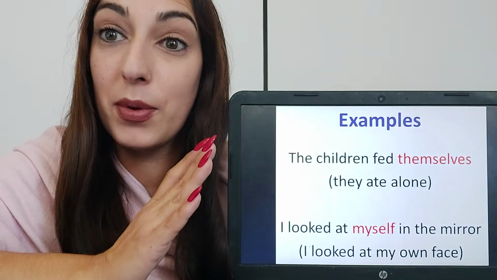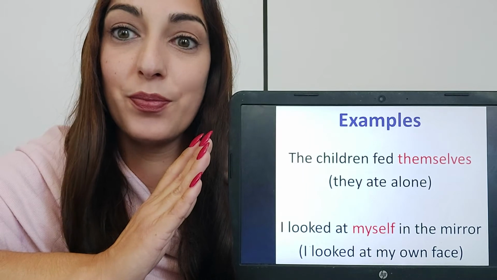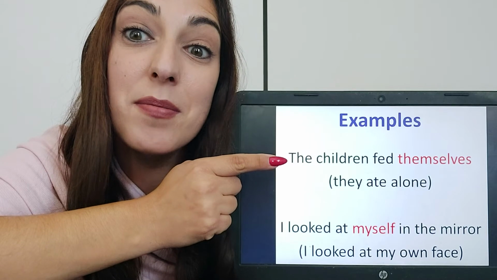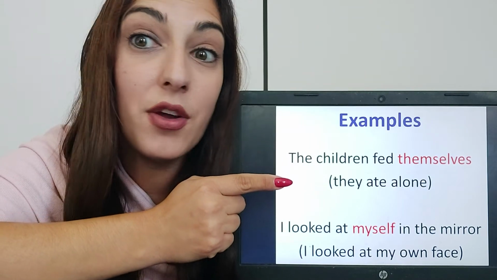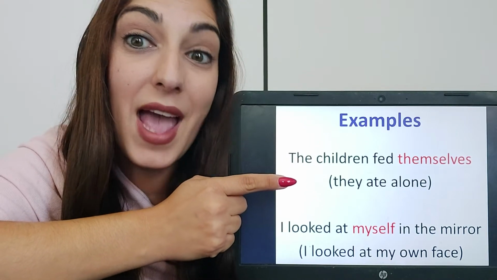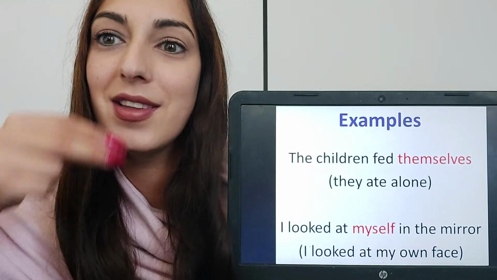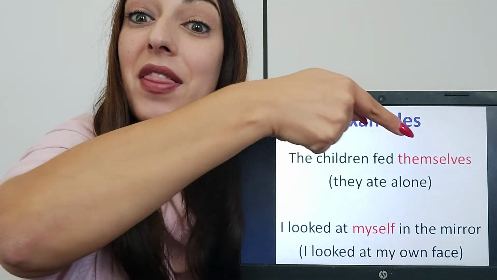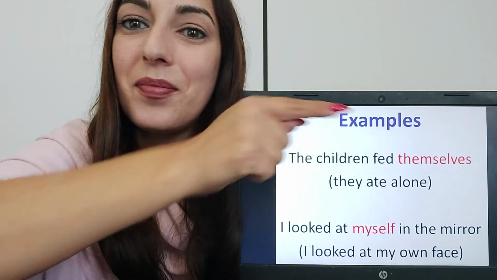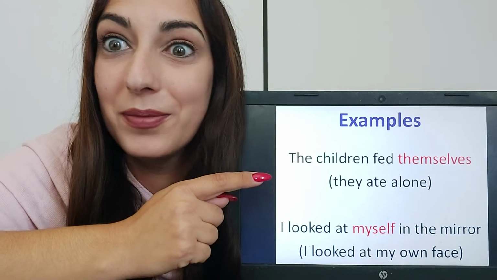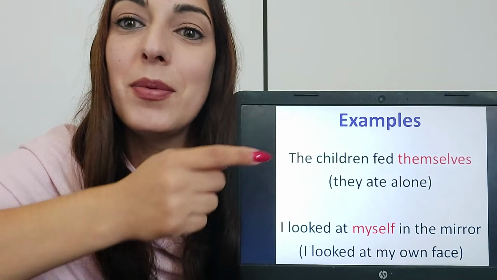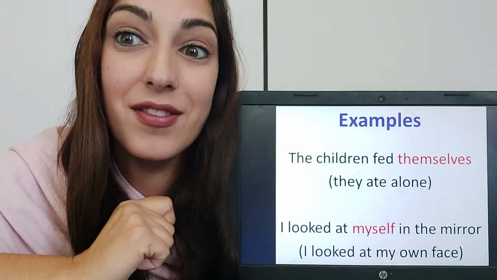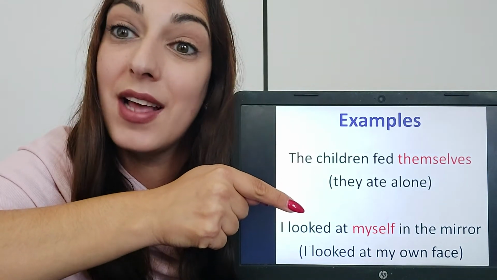Now, let's look at some examples of reflexive pronouns in use. So you can see the subject and the object are the same. So the children fed themselves. It means no other adult was needed to feed them. They ate alone. So the children are sitting there eating. So the children fed themselves. So the subject and the object are the same. They didn't feed the cat, for example. If they were feeding the cat, it would say the children fed the cat. But no, they're eating alone. They're feeding themselves.